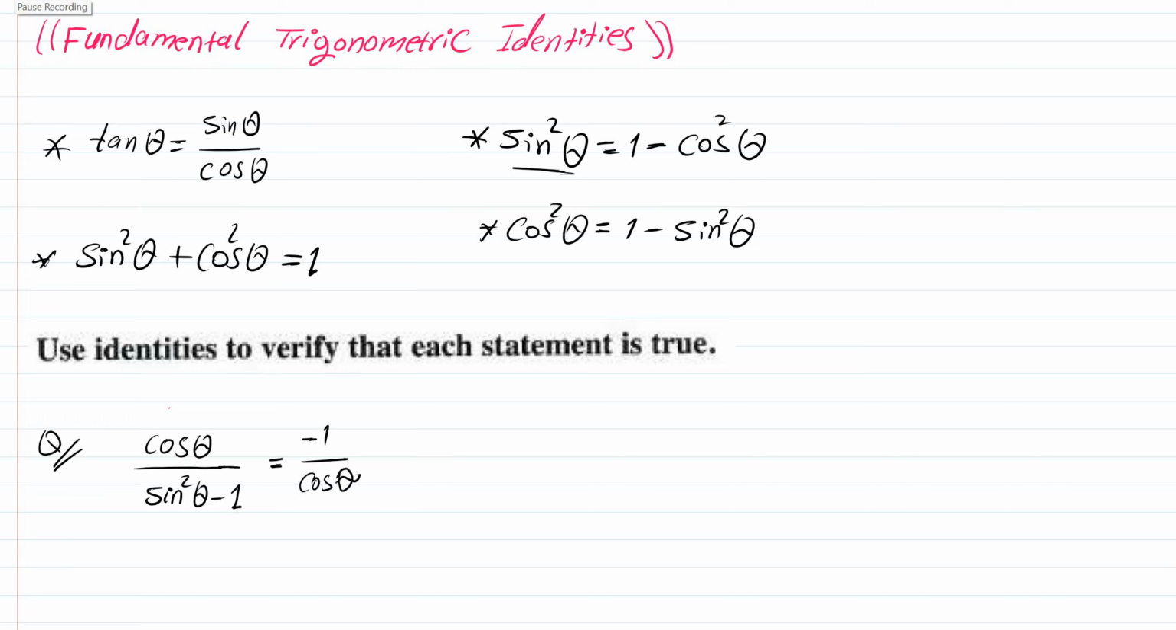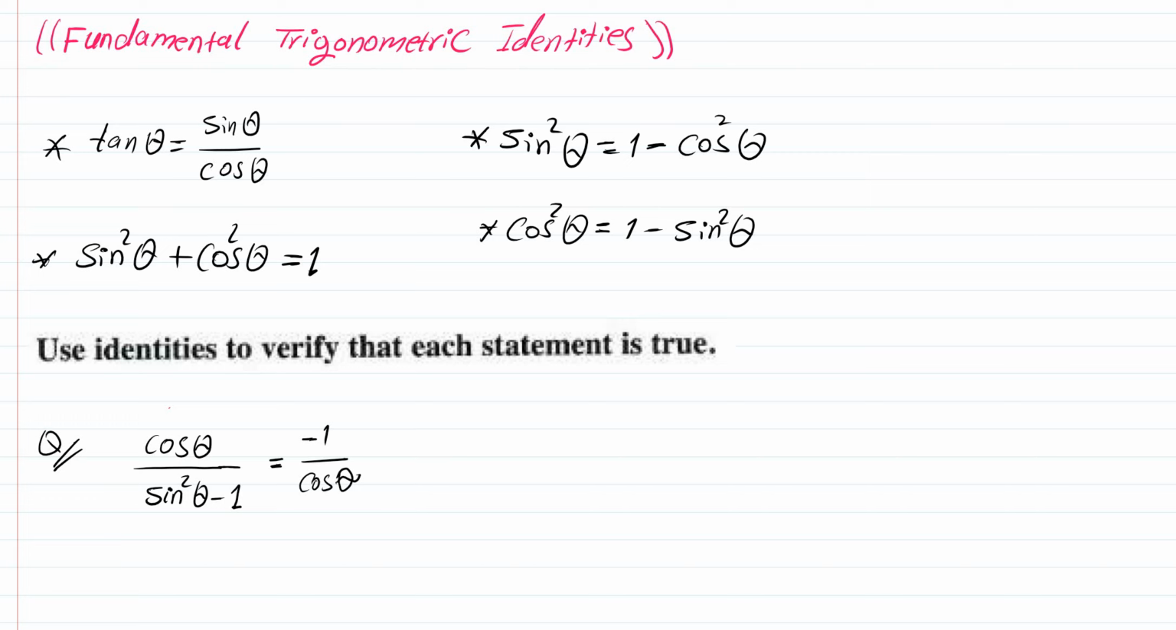Today I'm going to explain fundamental trigonometry identities. In order to understand this topic, students, you need to know these four identities in front of you. First one is tan of theta equals sine over cosine.